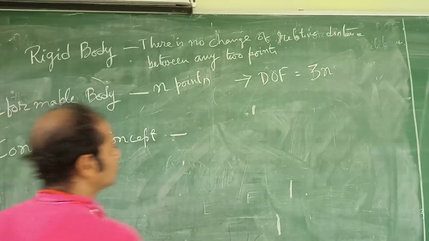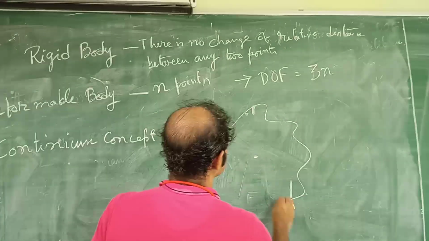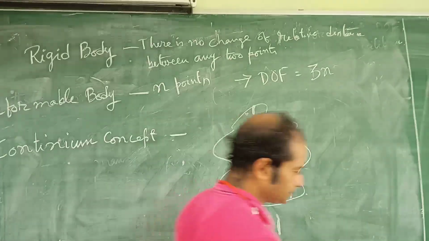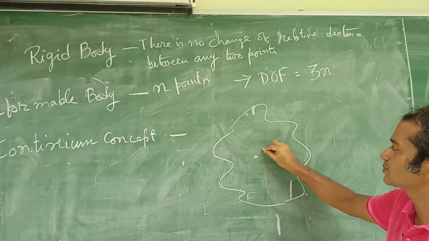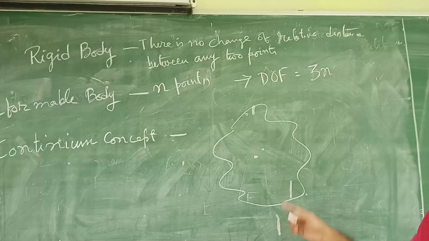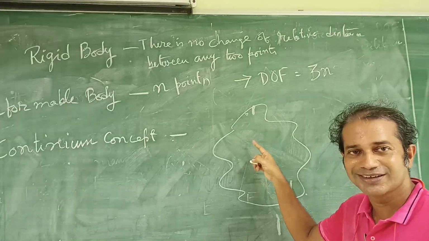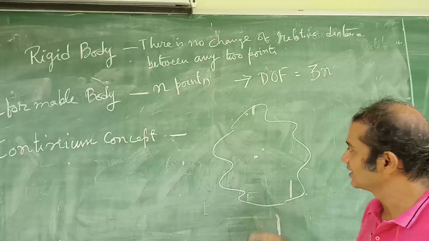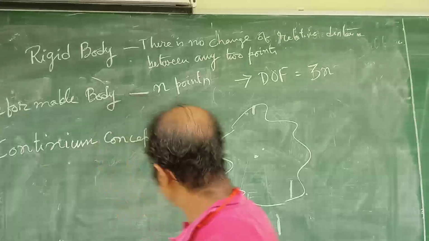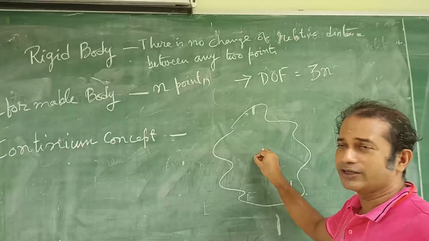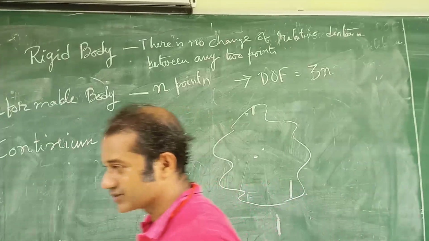It tells that if you are going to choose a point within a deformable body, in the vicinity of this point there are infinitely many points. As such, the whole body is composed of infinitely many points. If you choose a particular point, in the vicinity of it there are infinitely many such points.